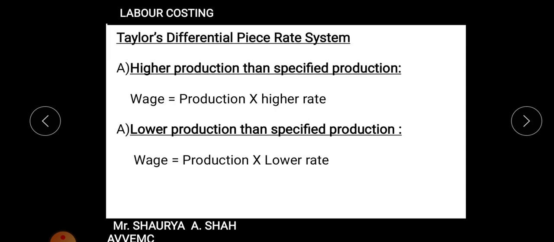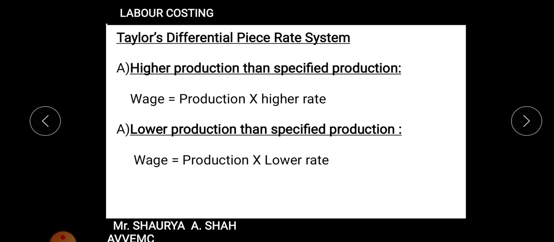Now the third plan, that is Taylor's differential piece rate system, right? As I told you, Frederick Taylor was the father of scientific management, right? He gave this particular differential piece rate system. So it is basically, first of all, two words. Differential means a difference should be created between an efficient employee and an inefficient employee. And piece rate means on the basis of the production, on the basis of the units, he needs to pay the wages, right?